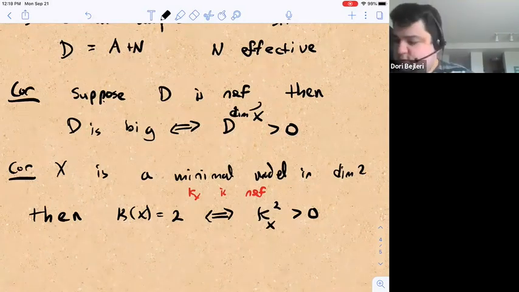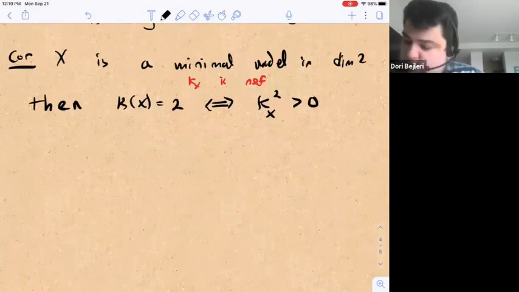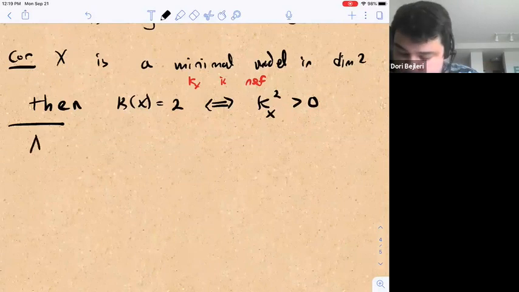The other background thing that we'll need is the notion of the Albanese morphism.